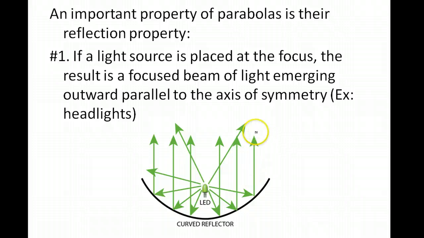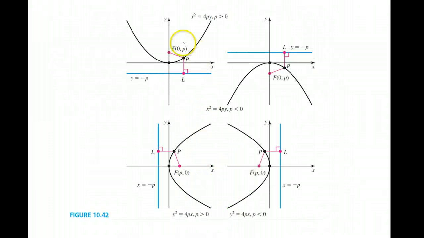Okay. So one important property of parabolas is their reflection property, and we use this quite a lot, especially in physics and engineering. The first property is that if a light source is placed at the focus, here, the result is a focused beam of light emerging outward parallel to the axis of symmetry. Remember that the axis of symmetry for a parabola is the vertical line. Well, actually, it doesn't have to be vertical if your parabola turns sideways, but it's the line that divides the parabola in half and passes through the focus and the vertex, right?